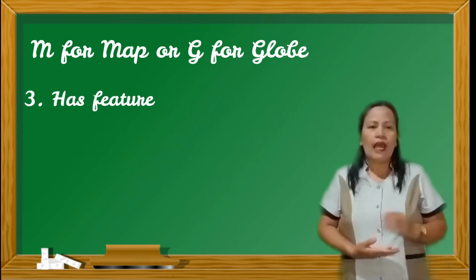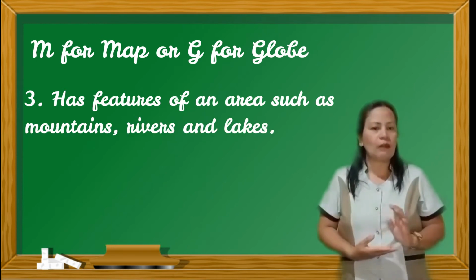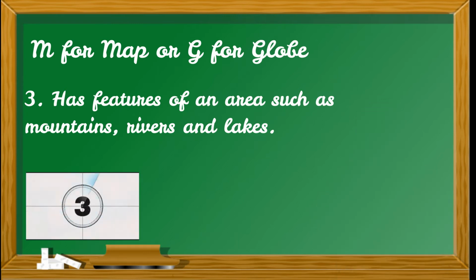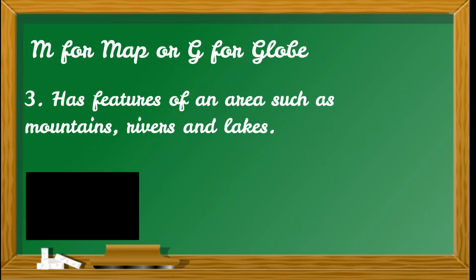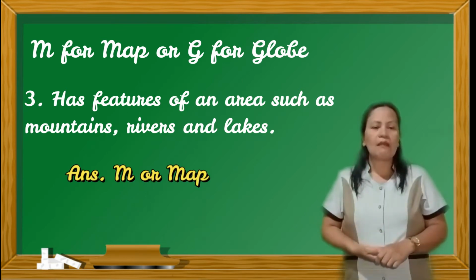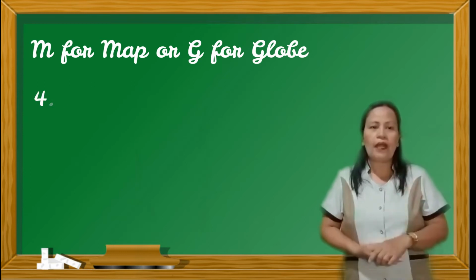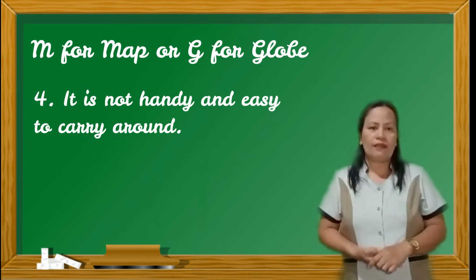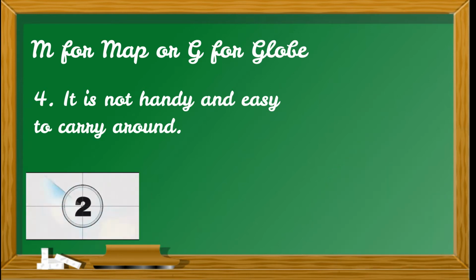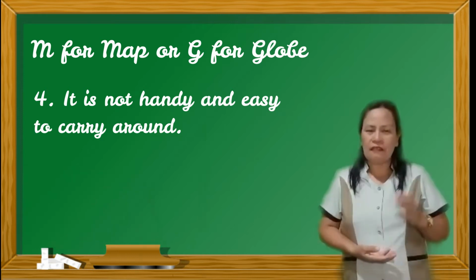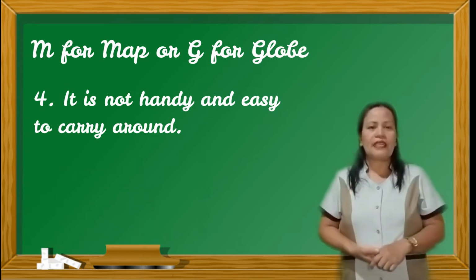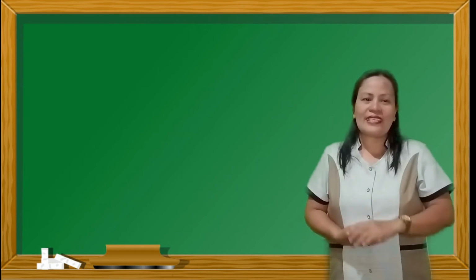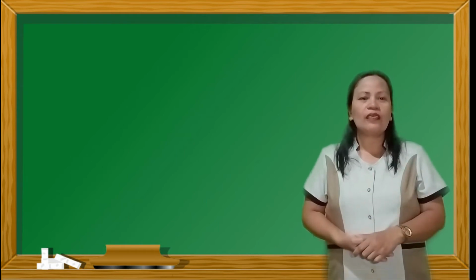Number 3. Has features of an area such as mountains, rivers, and lakes. Very good. The answer is M or map. Number 4. It is not handy and easy to carry around. Fabulous! The correct answer is G or globe. Did you get it all correct? Great! We can now proceed to our next journey.